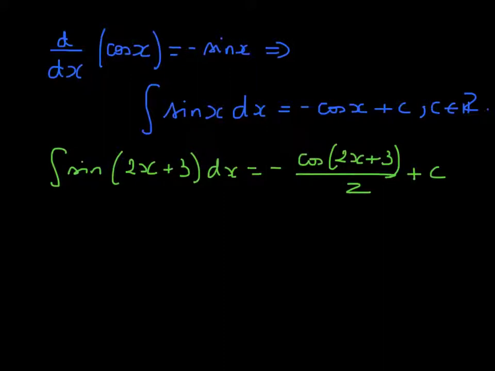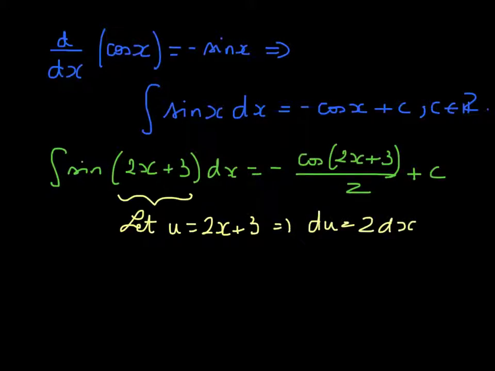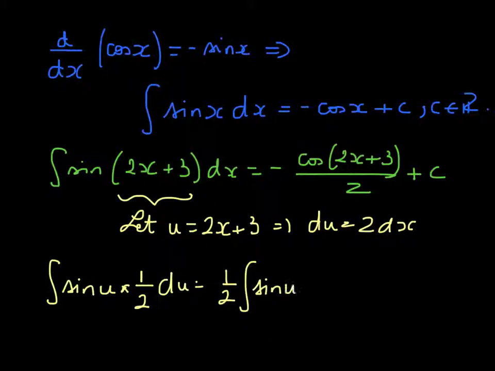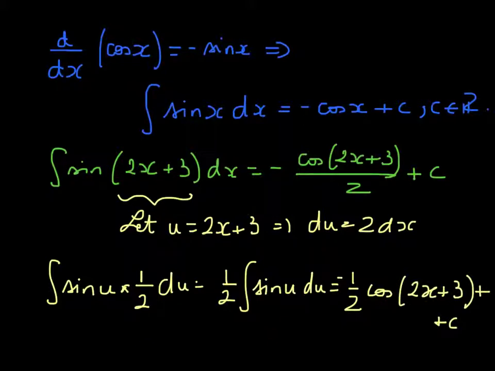Again, how can we think about this? Either by inspection or saying let u be 2x plus 3. Therefore, du is 2 dx. So we have integral sine of u times dx. dx is a half du. So 1 over 2 integral sine u du. So it's minus 1 over 2 cos u, and u is 2x plus 3, plus c, any real number.